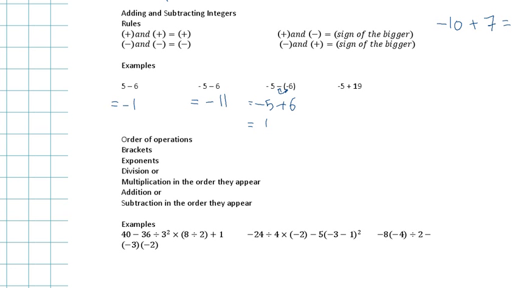How about the next one? Negative 5 plus 19. 14. Right? It's the same thing as saying 19 minus 5, right? In this case, same thing. Negative 5 plus 19 or 19 minus 5, they mean the same.